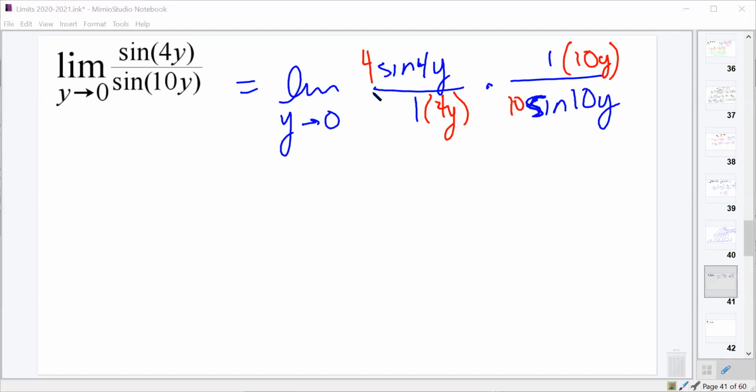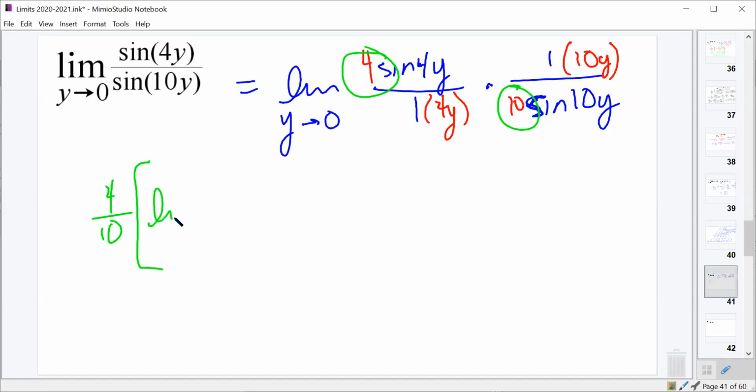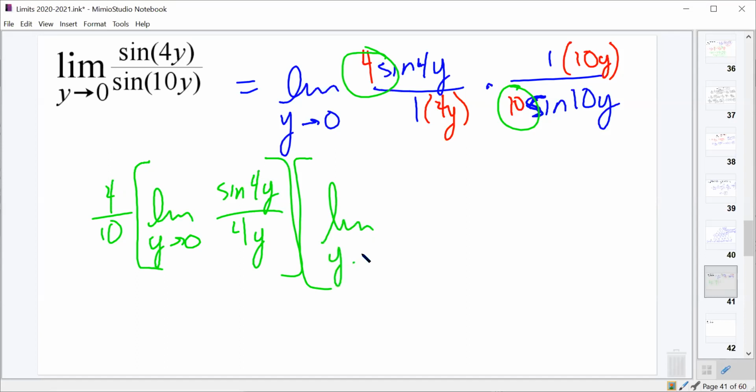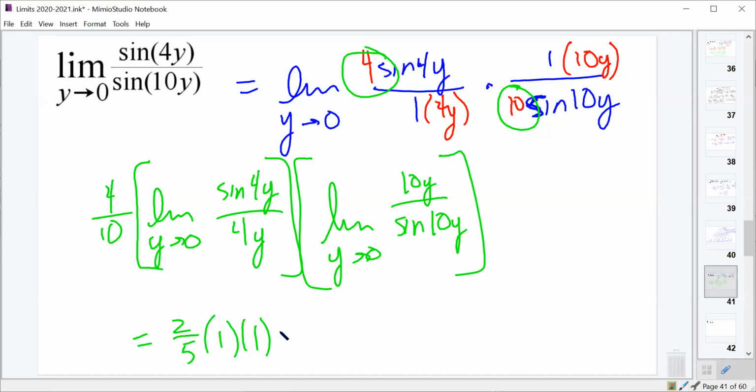Yep. Okay, now I got this 4 that I don't need and this 10 that I don't need. I'll take those out to the front. We'll reduce the fraction in a bit. We got 4/10 of the limit as y approaches 0 of sine 4y over 4y. And the other one, which I can multiply it by, is the limit as y approaches 0 of 10y over sine 10y if I separate those out using the multiplication rule. And what do we get? We get 2/5 times 1 times 1, or just 2/5.